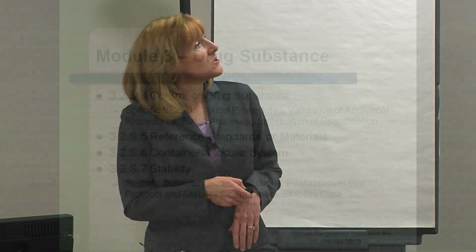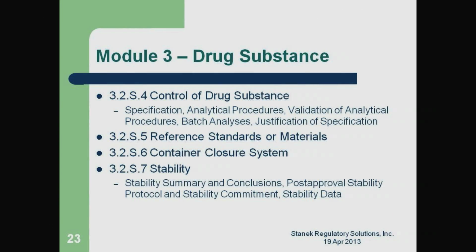If we move to 3.2.S.4, control of drug substance, this is where you will identify and provide your specification and all your analytical procedures for that API, the complete validation of your analytical procedures. If you are a compendial API and you're following the USP methods, you still need to do a verification of those analytical procedures. You can't just say, well, it's USP, I'm doing it, and you're good to go. You need to do some level of verification that the procedure is working in your lab with your particular API.